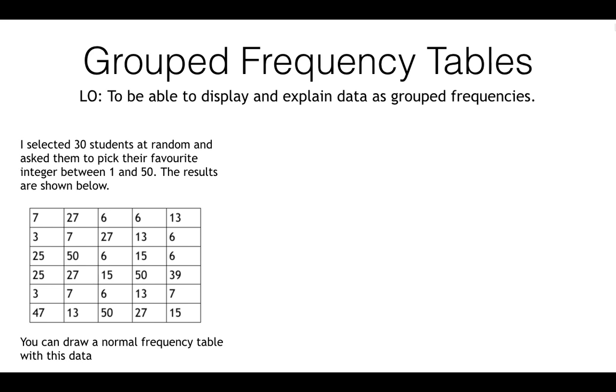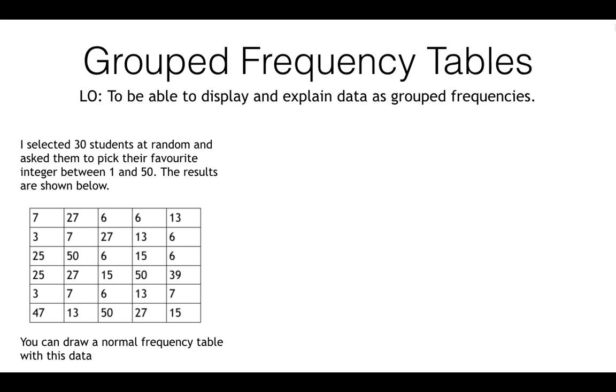You can include a tally in it as well if you've got lots and lots of data and you want to tally how many times, for example, a 6 was chosen, and then you put the value next to that tally. That's a normal frequency table.